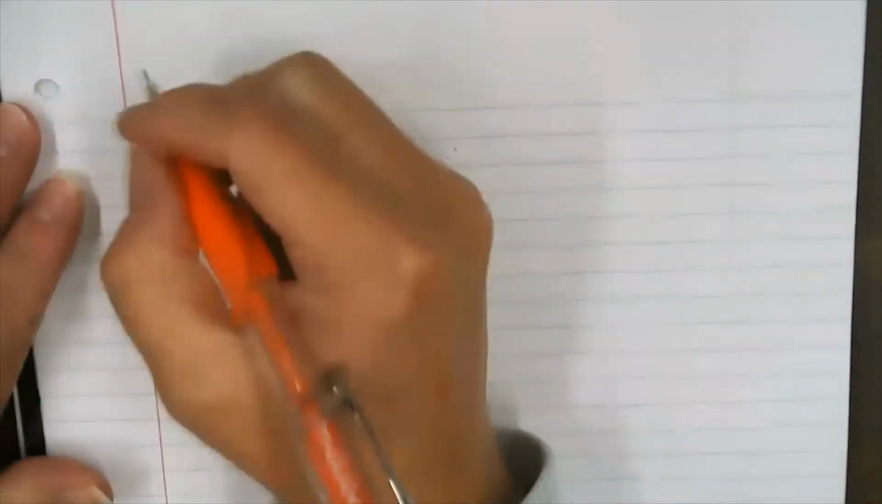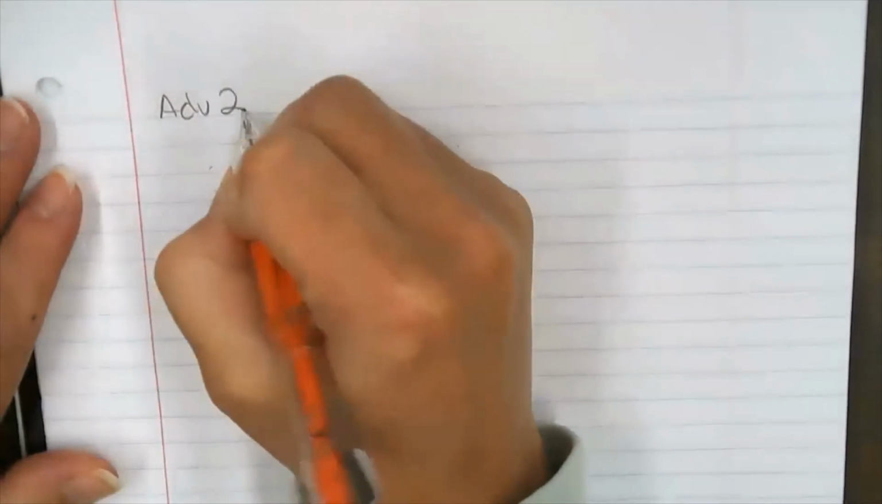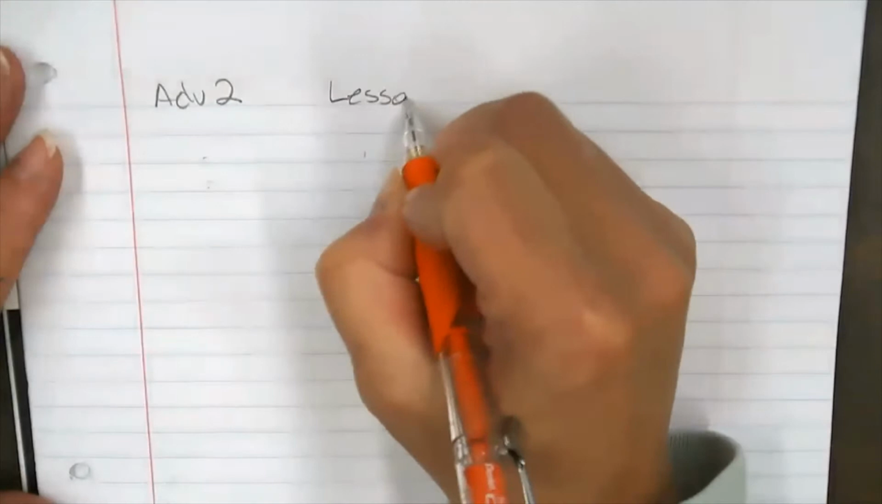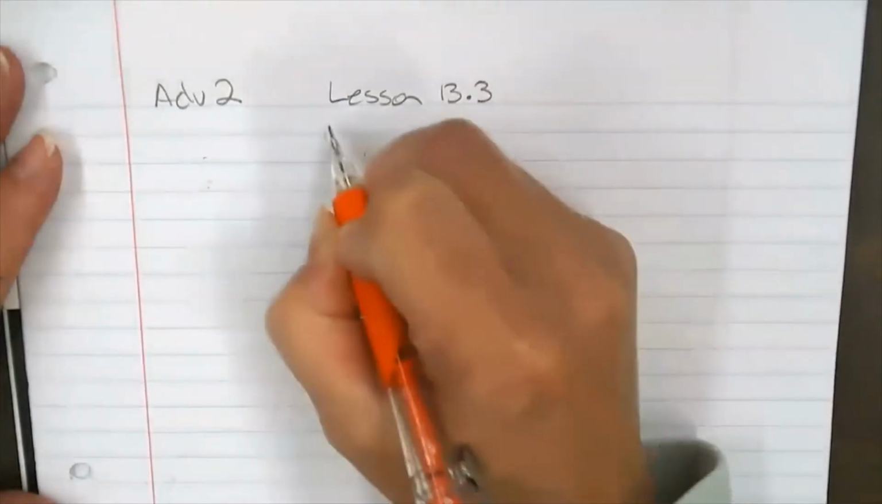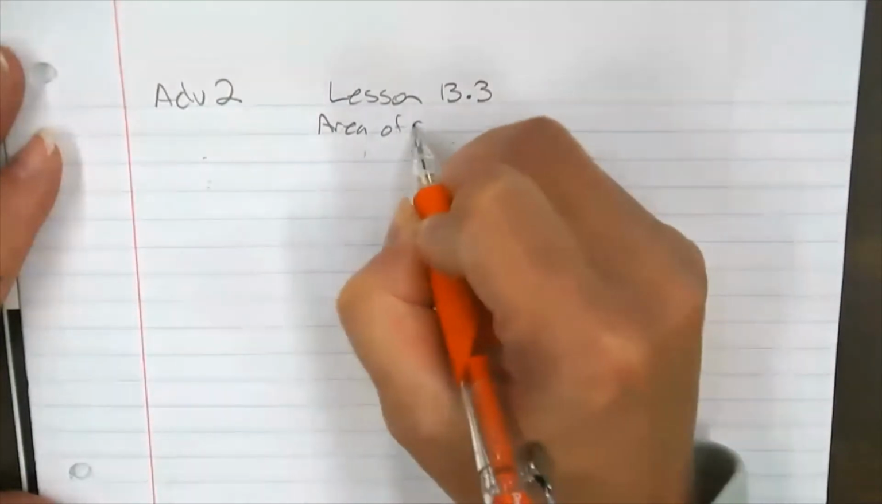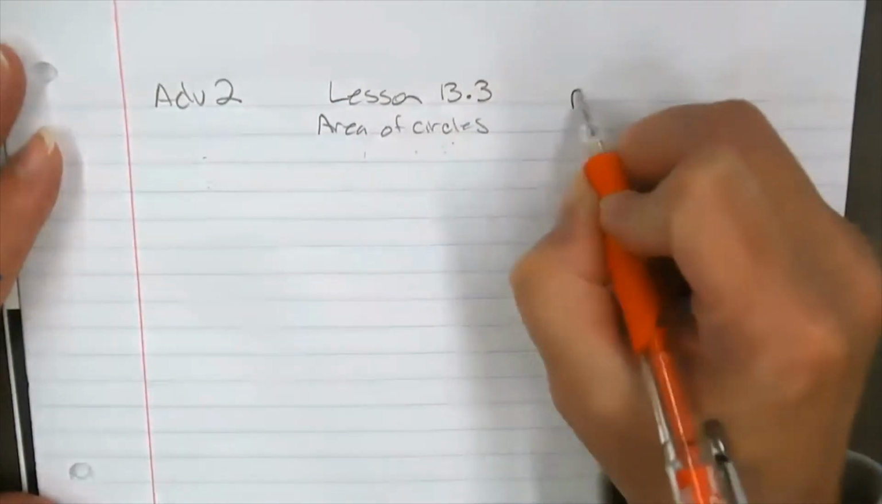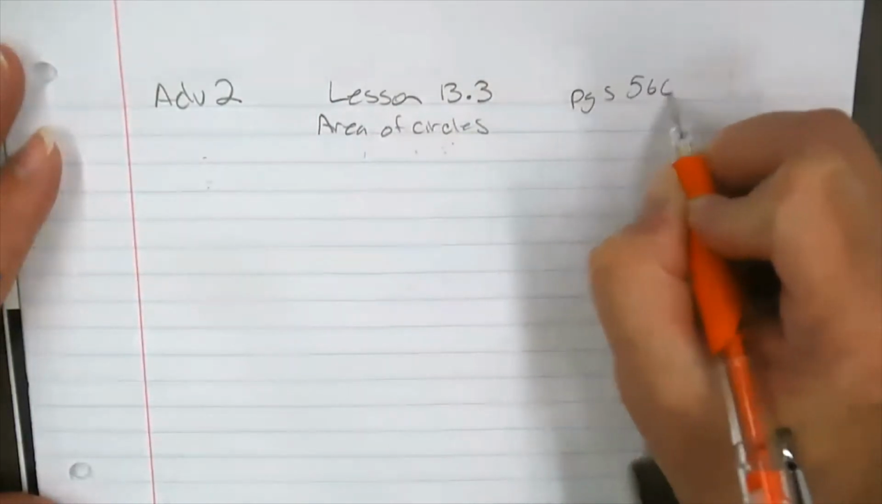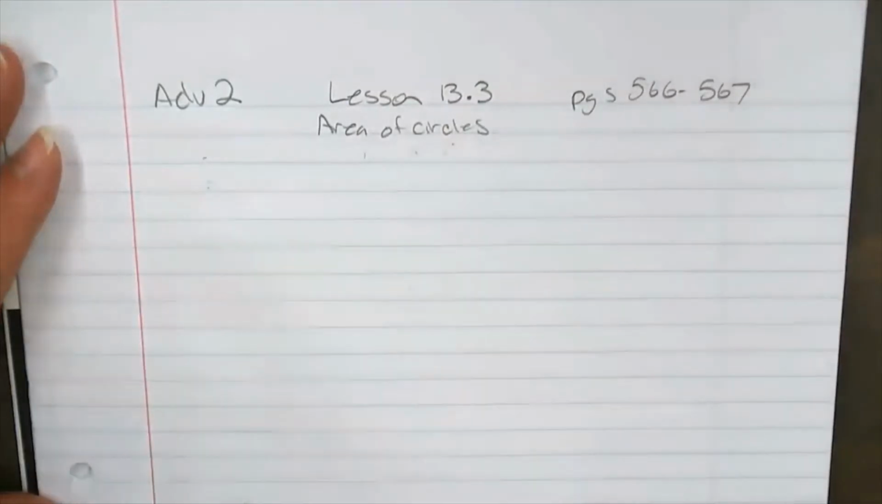Okay, if you are in 7 Excel, we are working from the Advanced 2 textbook. If you are in Math 8, this lesson is not in your textbook, but you do have access to the pages from Big Ideas online, and the pages are linked to the agenda. So we are working in the Advanced 2 textbook. We are doing lesson 13.3, Area of circles, and it can be found on pages 566 and 567.